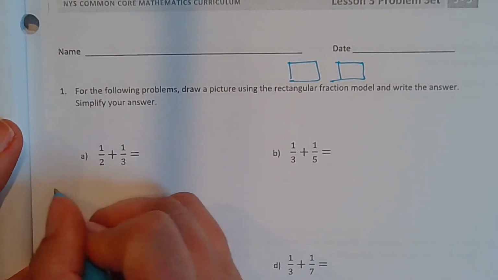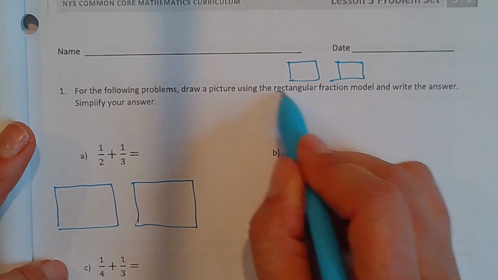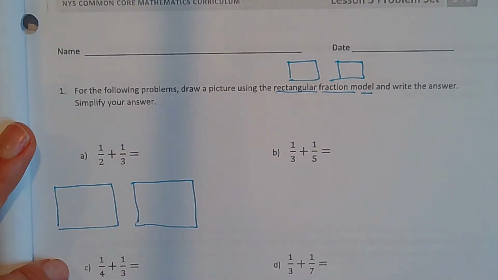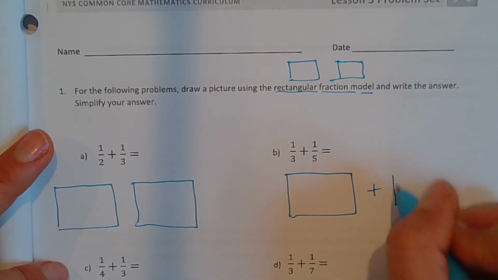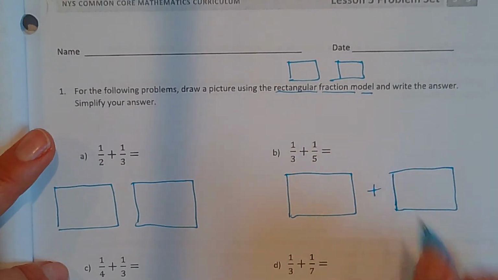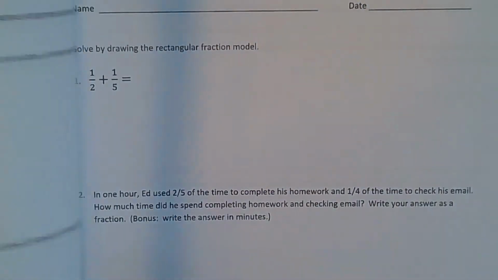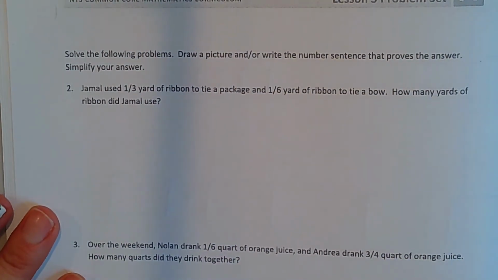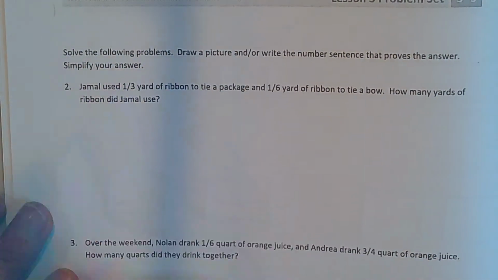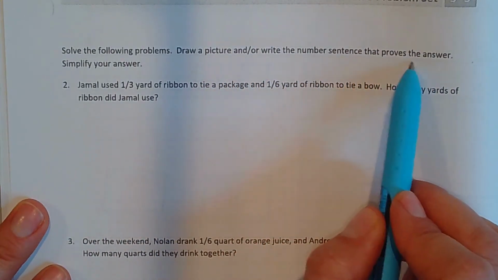So here you can go ahead and draw out the fraction, the rectangular fraction model, and do exactly what we were doing in the concept development, working on looking and noticing that those do become equivalent fractions. So that's what you'll do with these 6 here on the back. So we're working with fractions. So what do you think our word problems are going to be? That's right, fractions. So solve the following problems. Draw a picture and or write the number sentence that proves the answer.